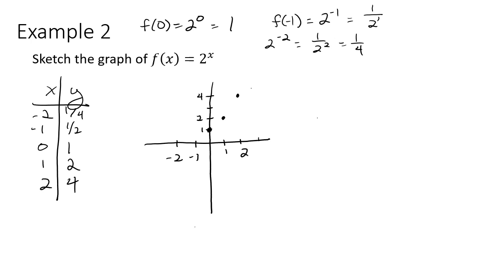At -1, we have a y value of 1/2. And at -2, we have a y value of 1/4. So the y values are getting closer and closer to 0 as we go to the left. And so the shape we get out of the graph looks something like this.